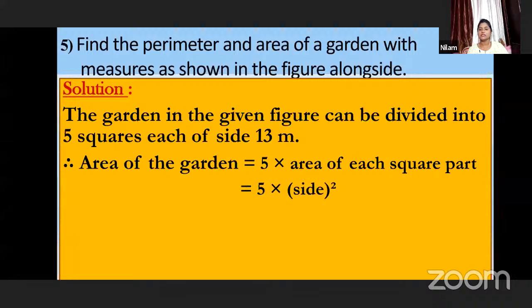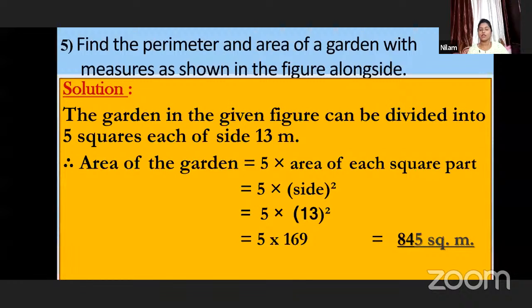So 5 times side square. As the number of squares was 5 and the area of a square is side square, and the side of each square is 13, it will be 13 square. So the area of each square is 13 square. And how many squares are there? 5 squares. So we multiply the area of one square, whose side is 13 meter, by the number of squares. So 5 times 169, and the answer is 845 square meter.